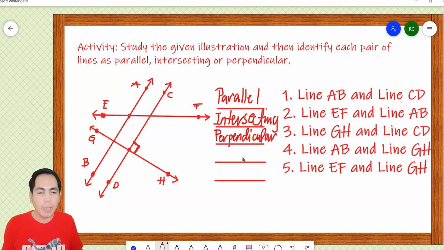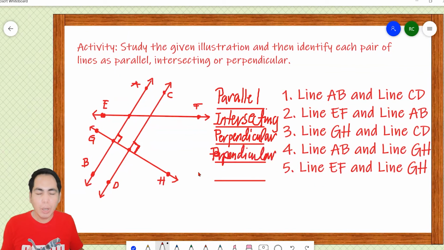Number 4, line AB and line GH. Also, the two lines meet at this point. They form a right angle at the point of intersection. This is also another perpendicular lines.